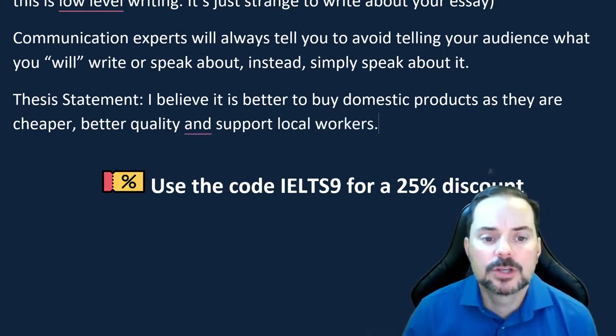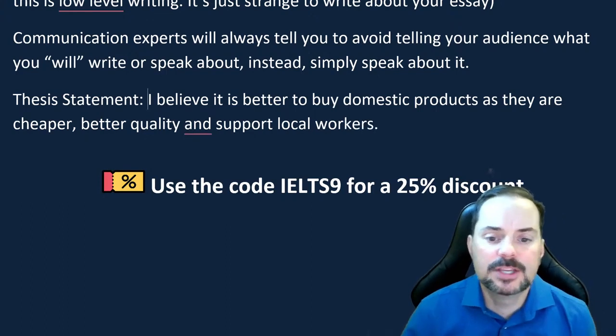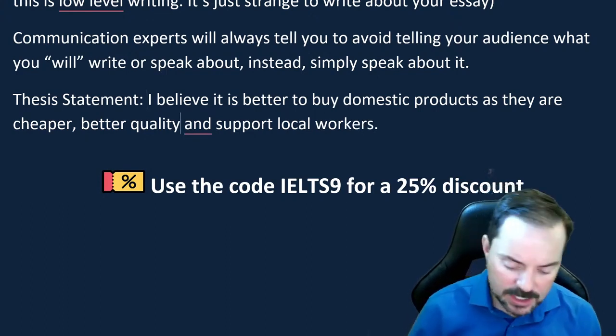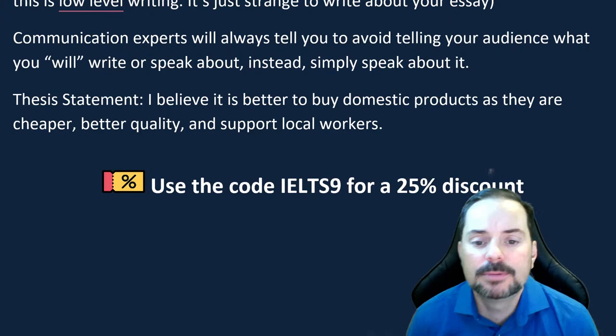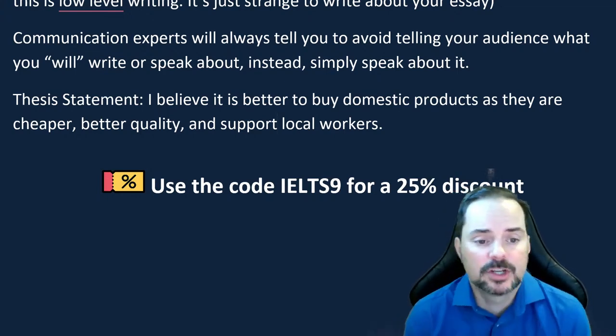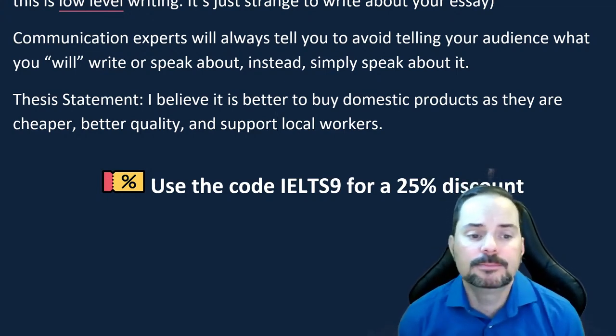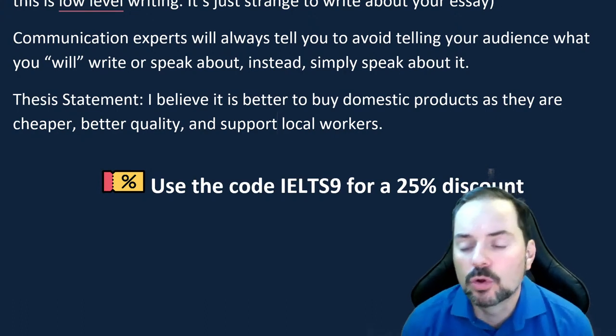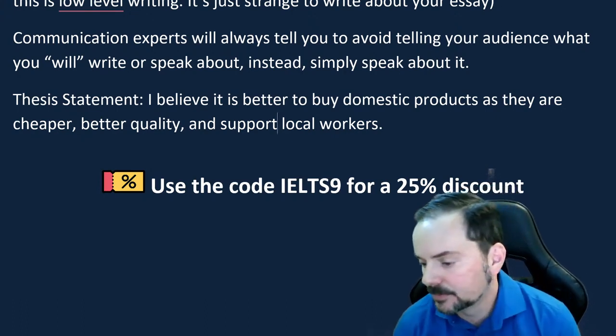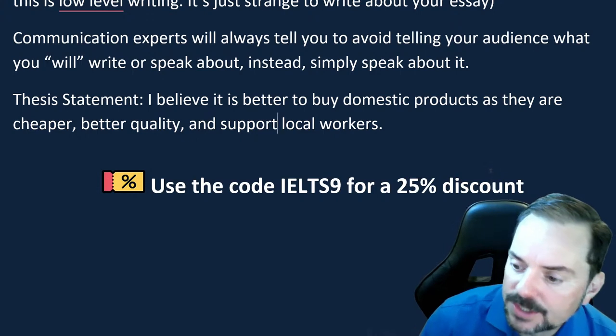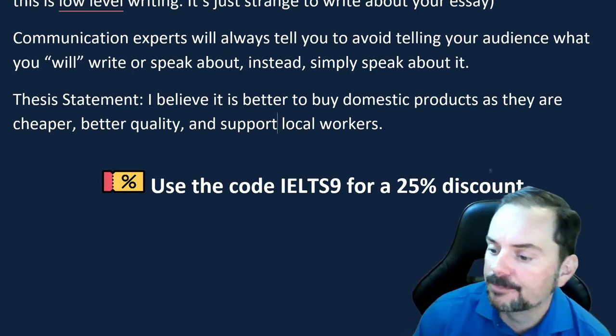Okay, so there is my thesis statement, and that's all I need. I believe it is better to buy domestic products as they are cheaper, better quality, and support local workers. Okay, let's see what other students have here.